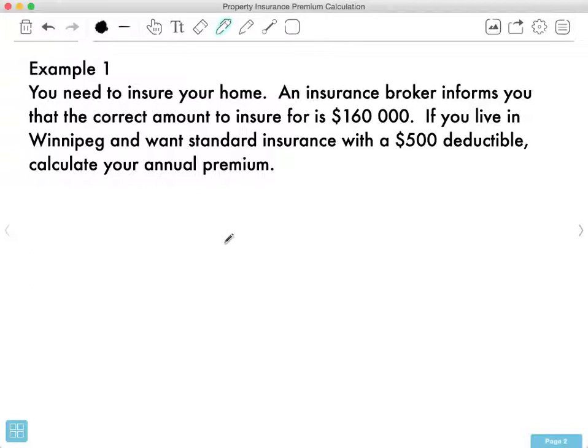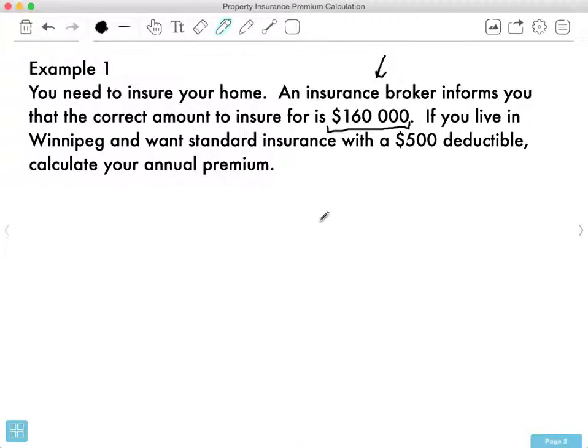In the first example, you need to insure your home. An insurance broker informs you that the correct amount to insure for is $160,000. When you're deciding how much insurance to buy, you do want to enlist the aid of somebody. You don't want to under-insure your home, because then if your home burns down or is destroyed in some way, and let's cross our fingers that this never happens, you want to make sure you have enough insurance that the house can be rebuilt the way it was before and then restocked with all the same belongings that you had before.